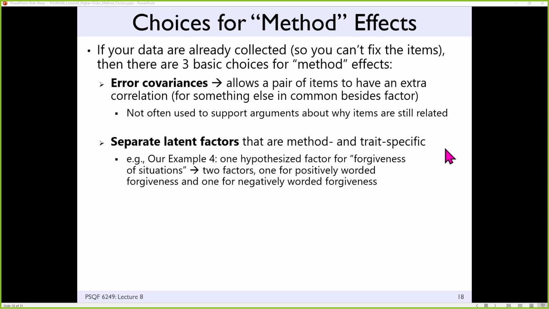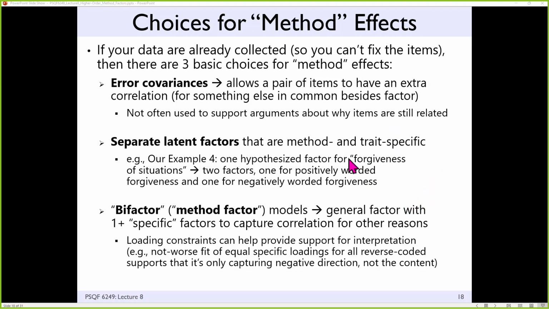You can also have separate latent factors that are both method and trait specific. So by method meaning something else about the item than what you had intended, such as how it's worded. So in example 4, we had looked at the trait of situational forgiveness, in which 3 of the items were positively worded, 3 were negatively worded, and we ended up with 2 factors with that distinction, and the model fit pretty well. The 2 factors were only correlated about 0.6, indicating that forgiveness and not unforgiveness are not the same thing.